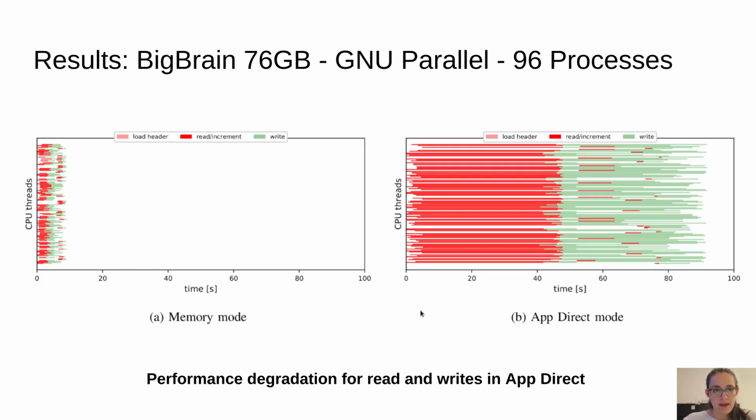And then we looked at the Gantt charts, and we can see that in memory mode, the reads and writes were very quick, whereas in AppDirect mode, both the reads and the writes took a significant amount of time. And it's probably attributed to the fact that AppDirect mode was not configured to use DRAM as page cache in our case.